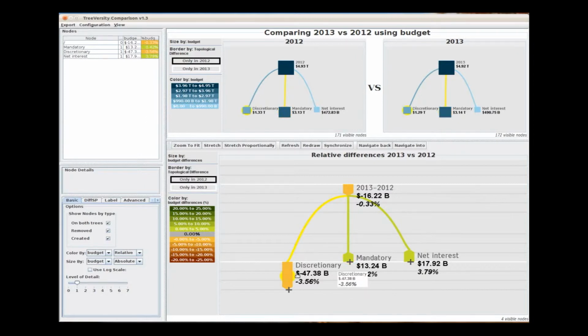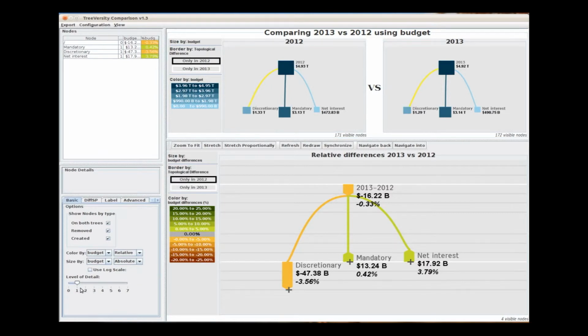We can see that the discretionary has a significant decrease, a significant cut scheduled for 2013 of about $47 billion, while the mandatory is scheduled to be increasing $13 billion. However, if we look at the original values, we can see that the mandatory part is three times bigger than the discretionary one.